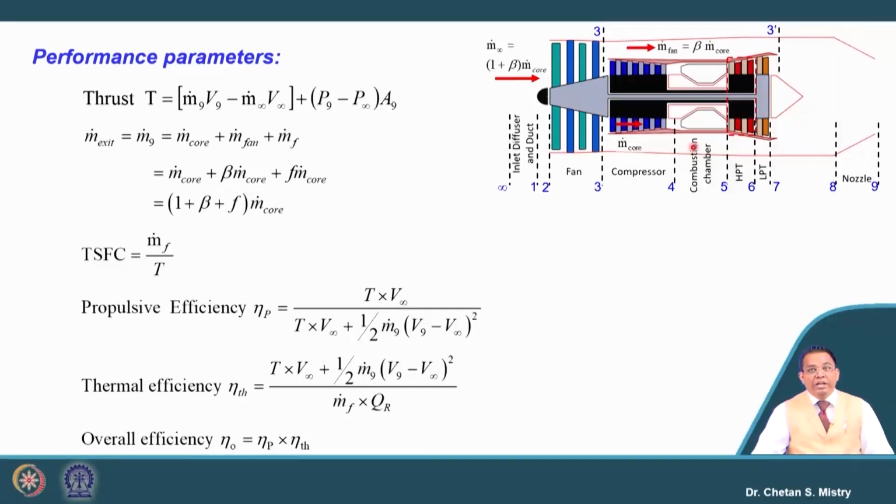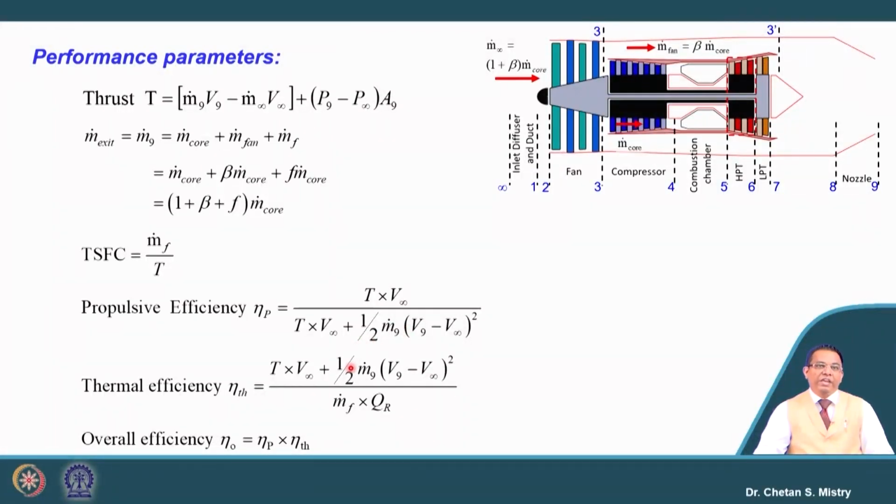Be careful here. It is specifically mentioned, here we are writing in terms of what is coming out from my core, which is (1 plus f) into m dot core, and here beta into m dot core is coming. Do not get confused; that is the reason my exit will be like this. And my thrust specific fuel consumption we write in a similar way, m dot f divided by my thrust. Propulsive efficiency we write as T into V infinity divided by T into V infinity plus my exhaust loss.